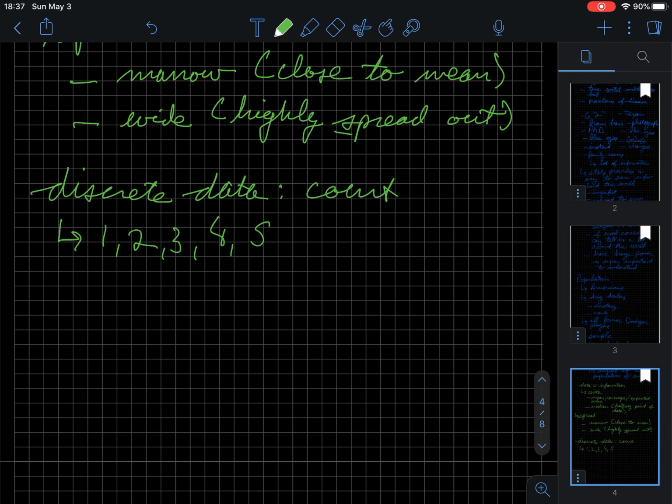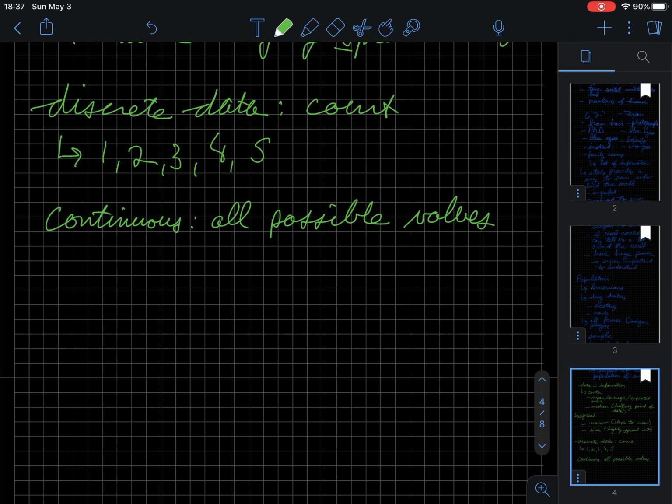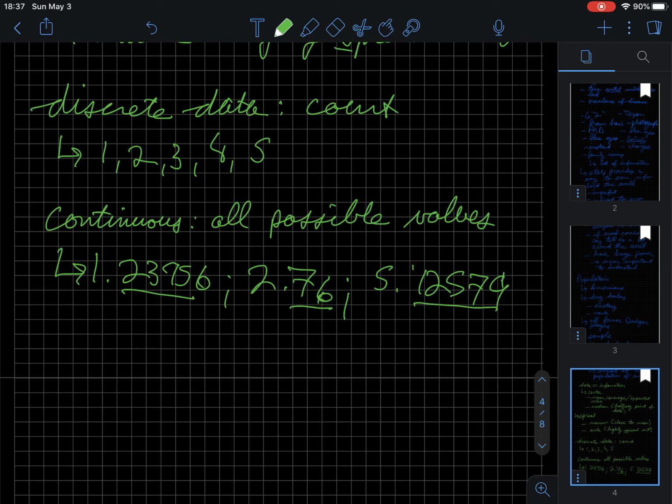And sometimes data are recorded as continuous. We think about this as all possible values. For example, this could be 1.23456. It could also be 2.76, or 5.12579. Point being, each of these decimals shows a unique value, so it becomes more continuous because it's more than just the counts over here. Just keep in mind that when we're working with these data, they can be counted in a couple of different ways.